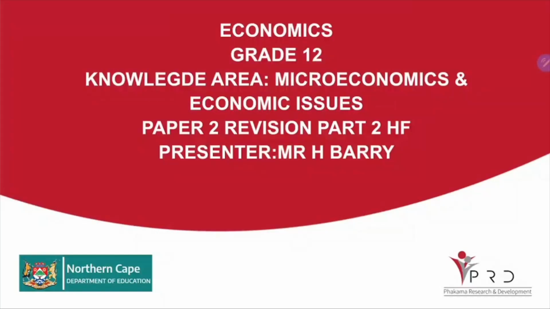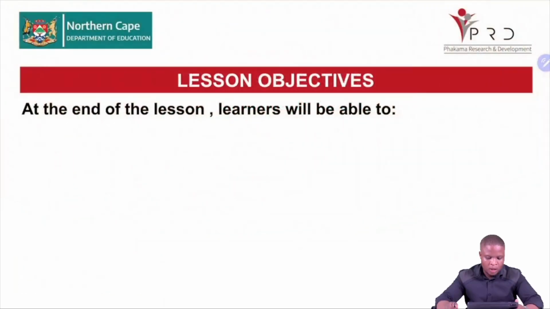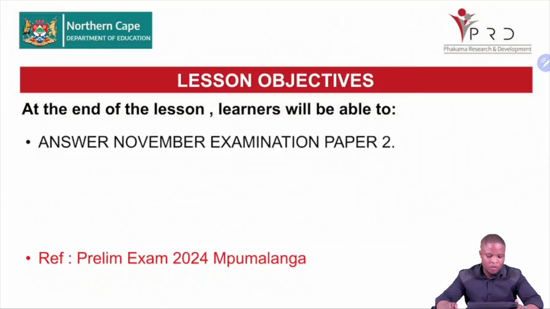We are going to focus on microeconomics and the economic issues as part of your main topics in paper 2. So our part today is to revise for our November examination, paper 2. What we want to achieve by the end of the lesson is that we should be able to respond to our November examination paper. We are going to use a prelim examination of Mpumalanga 2024 as our revision. We're going to be answering questions from that paper.